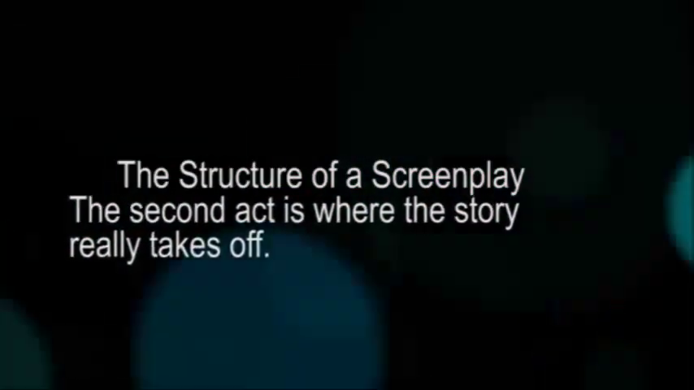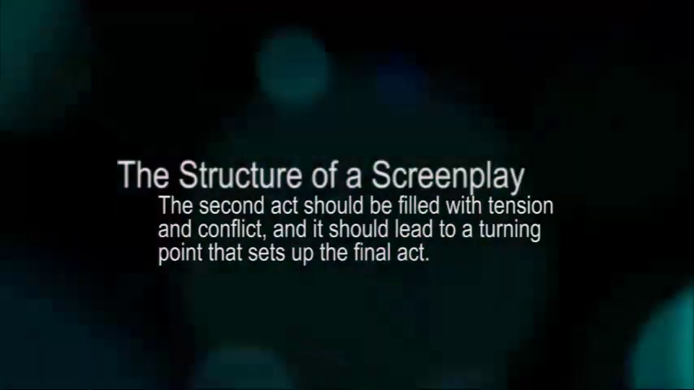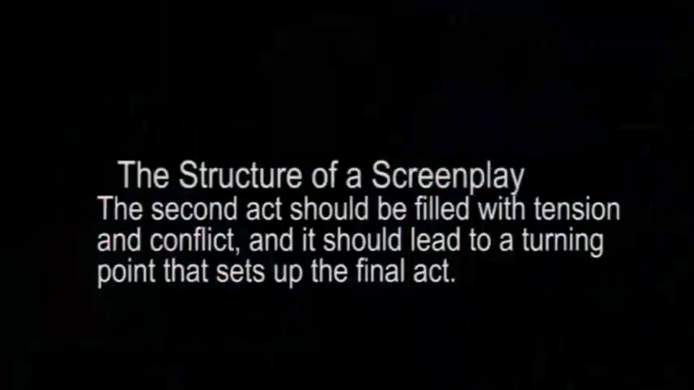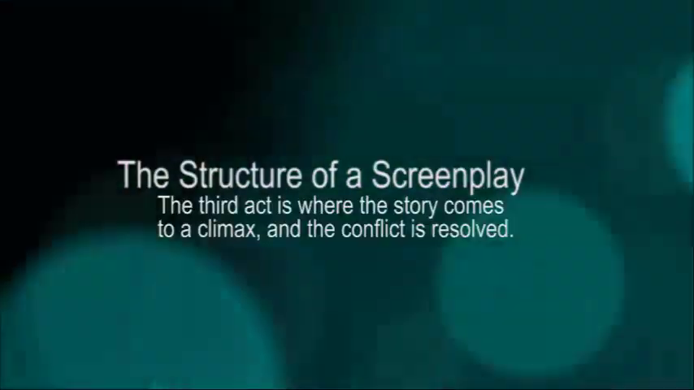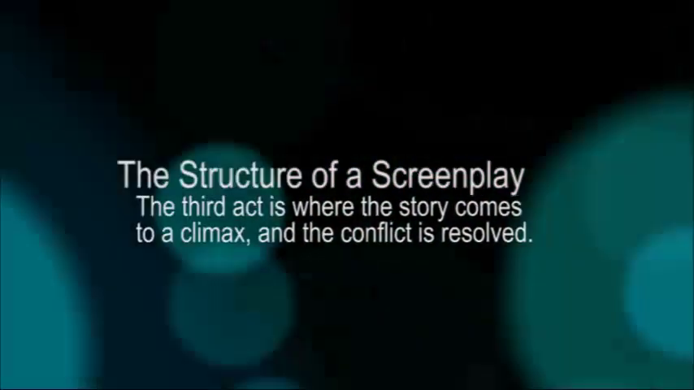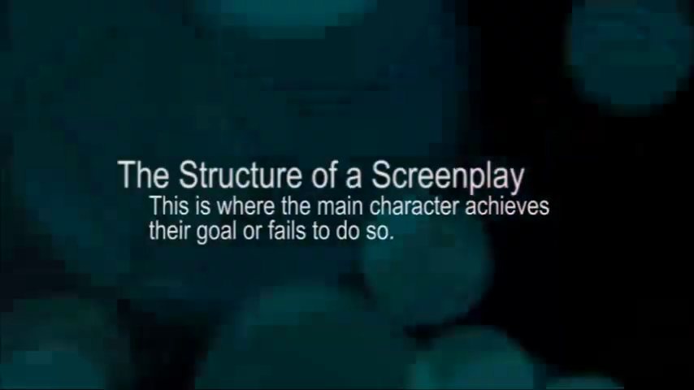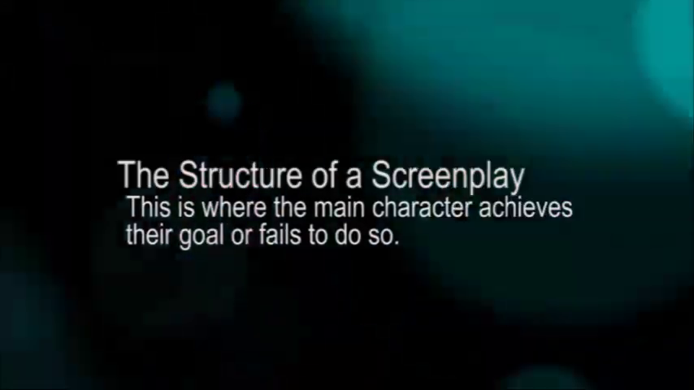The second act is where the story really takes off. This is where the bulk of the action happens and where the characters are put to the test. The second act should be filled with tension and conflict, and it should lead to a turning point that sets up the final act. The third act is where the story comes to a climax and the conflict is resolved. This is where the main character achieves their goal or fails to do so.